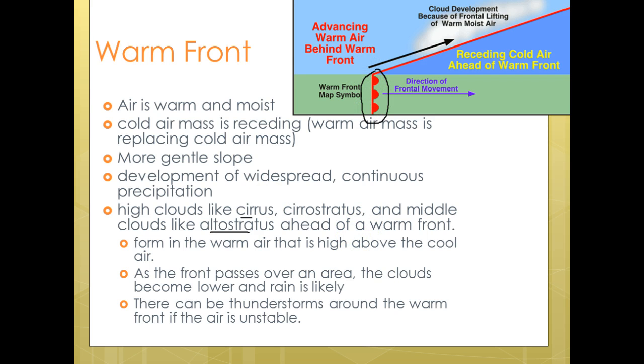So let's talk a little bit more about those clouds. They form in the air that is high above the cool air. So that's why we're going to get things like this cirrus. As the front passes over an area, the clouds become lower. That's how we get alto. So if you take a look here, these are the high up ones, like right around here, and then lower we're going to have down here. And there can be thunderstorms around the warm front if the air is unstable. Take a look back at your atmospheric stability notes if you want or need a refresher about unstable air.